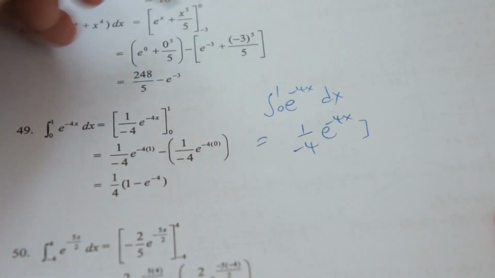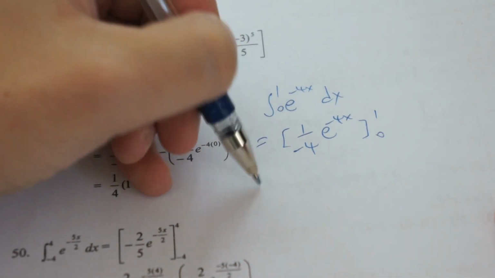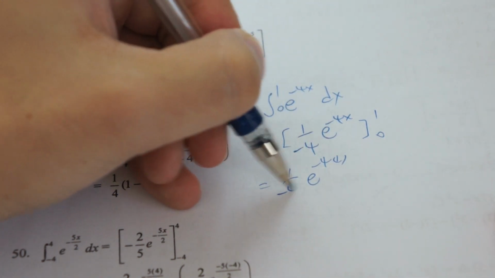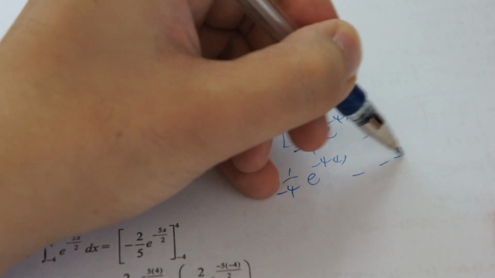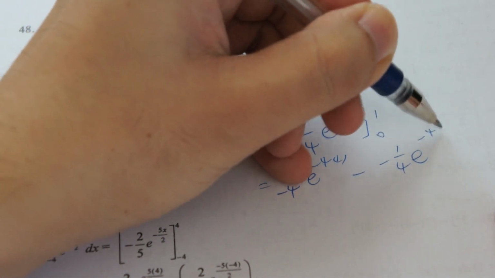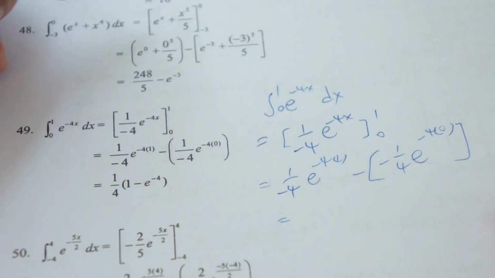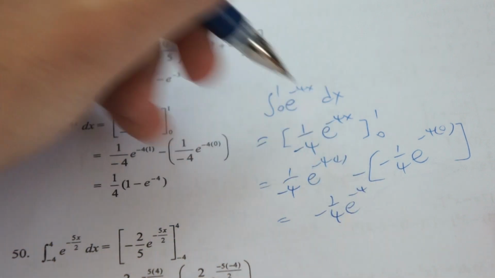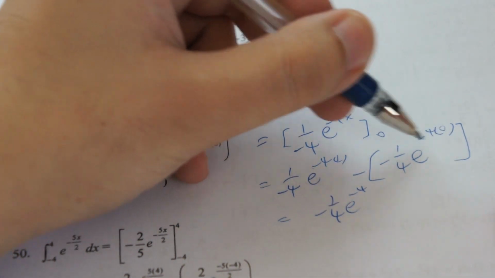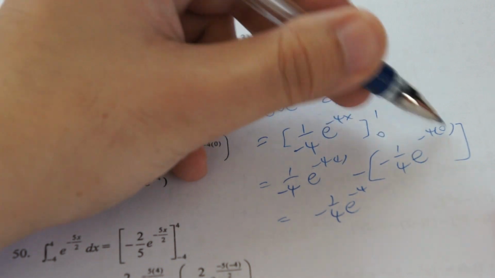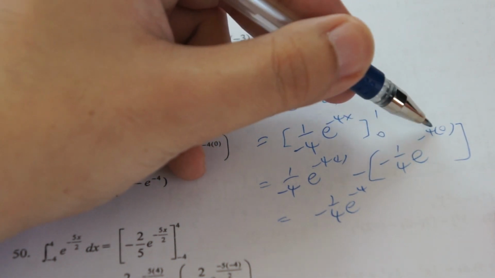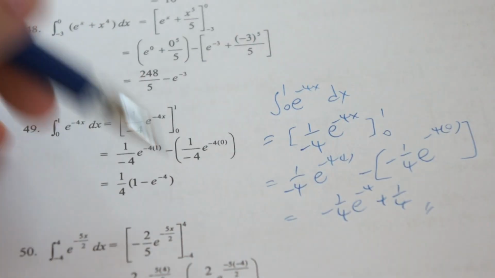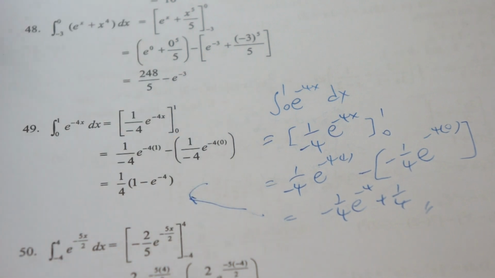So here you will have 1 and 0. Definitely you put 1 here, e to the minus 4 times 1. And then here you will have minus 1 over 4 e to the power of minus 4 times 0. So definitely this number becomes minus 1 over 4 e to the power of minus 4. And because this is 0 already, it becomes 1. Anything to the power 0 is 1, so minus minus will be a plus sign, and then 1 over 4. So that is the same as your solution.